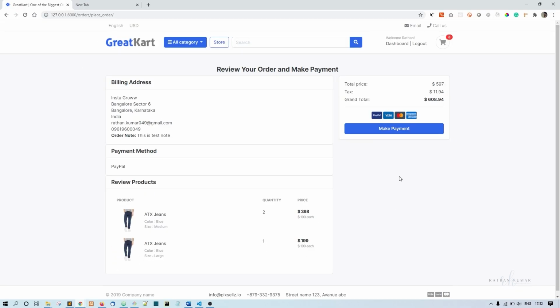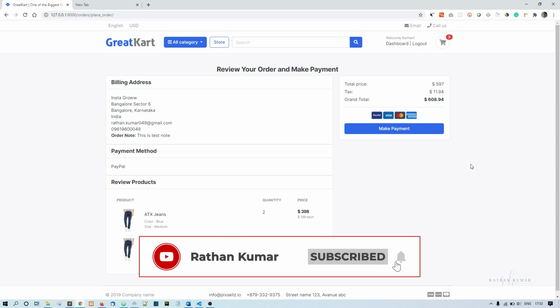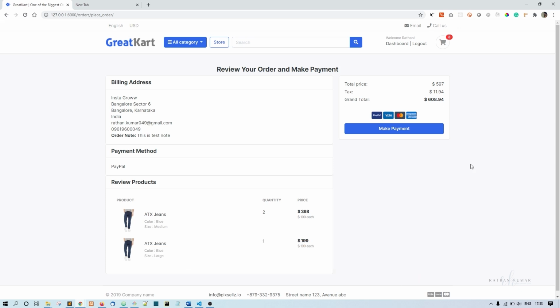Okay, now the next step is to integrate a PayPal payment gateway. To integrate a PayPal payment gateway, we first need to have a PayPal business account, because we are actually going to create a sandbox account for that PayPal account. So what is a sandbox account? Sandbox accounts are actually used to test the payments.